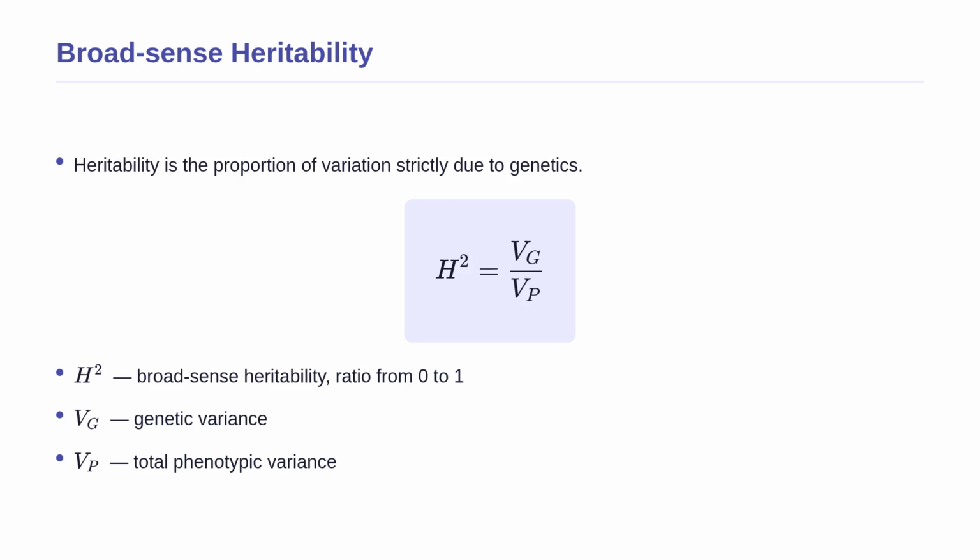If h squared is close to 1, it means almost all the variation is genetic, and the trait will respond very strongly to natural selection. If it is close to 0, the environment is causing almost all the differences, meaning the trait cannot easily evolve.